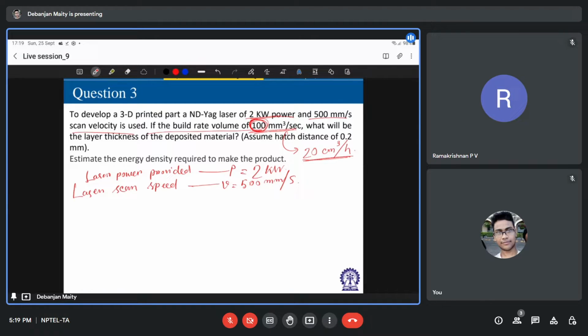Or else we can keep it like this, no problem. So your build rate volume is 100 cube per second. And then it asks what will be the layer thickness of the deposited material if the hatch distance is 0.2 mm.